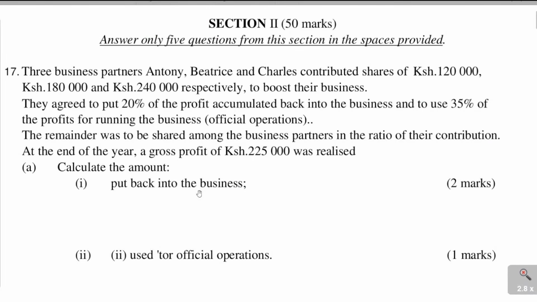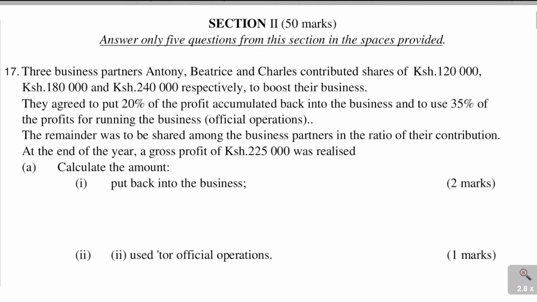Section 2, question 17. 3 business partners, Anthony, Beatrice, and Charles, contributed shares of 120,000, 180,000, and 240,000 respectively to boost their business. They agreed to put 20% of the profit accumulated back into the business and use 35% of the profits for running the business, that is official operations. The remainder was to be shared among the 3 partners in the ratio of their contribution. At the end of the year, a gross profit of 225,000 was realized. Part A, calculate the amount put back into business.